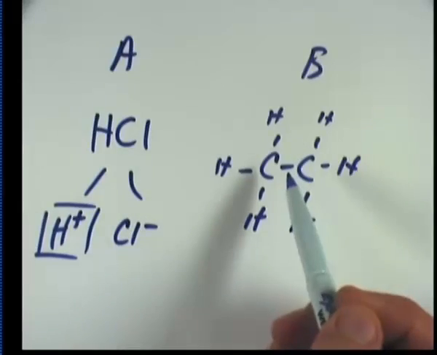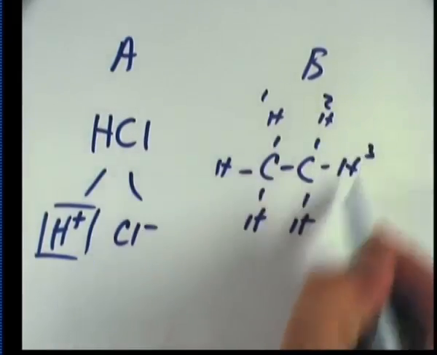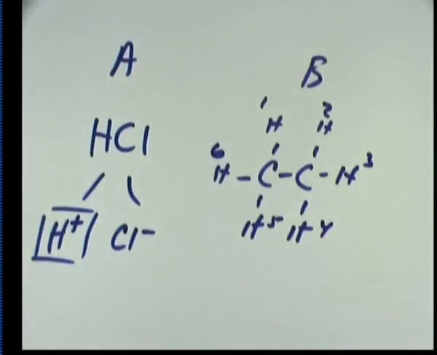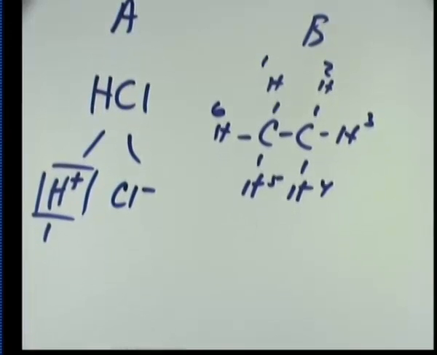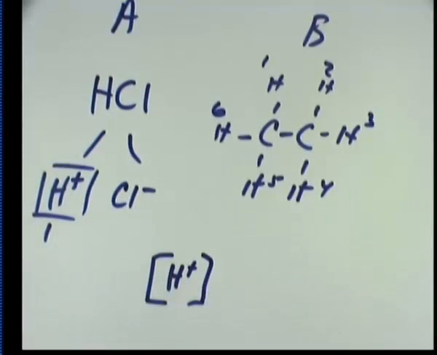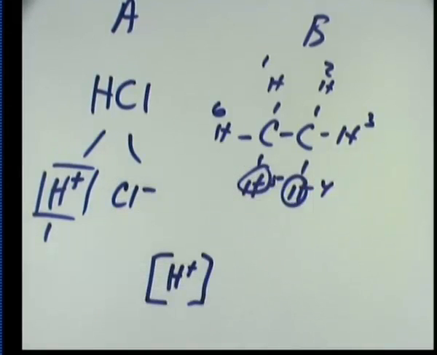Commonly, people would say, well, B is, because look, there's 1, 2, 3, 4, 5, 6 hydrogens there. There's only 1 over here. Therefore, B is more acidic than A. But what we have to remember is when we're measuring pH, we're measuring the hydrogen ion concentration, not the hydrogen atom concentration.